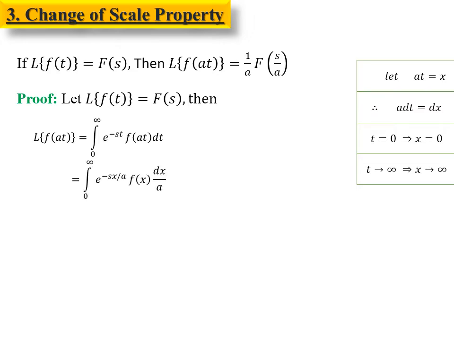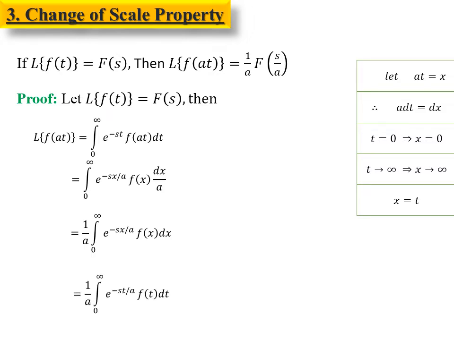So by putting these values, we get integral 0 to infinity e to the power minus sx upon a. In the place of t, we have written x upon a. f(x) dx upon a, as dt is dx upon a. So 1 upon a goes outside, and it is integral 0 to infinity e to the power minus sx upon a f(x) dx. Now here we put x equal to t simply for notational purposes. So it is 1 upon a integral 0 to infinity e to the power minus st upon a f(t) dt. Now here we have taken s upon a equal to p. So it is 1 upon a integral 0 to infinity e to the power minus pt f(t) dt.